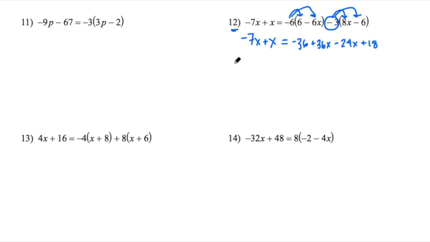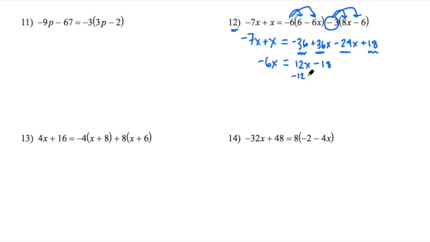Let's combine like terms everywhere we see them. So -7 and positive 1 is -6x on the left side, is equal to, over here, I see 36x and -24x. So that's a 12x. Then we look at our constants. -36, positive 18, so that's -18. Great. Let's get all of our x's over to the left-hand side.